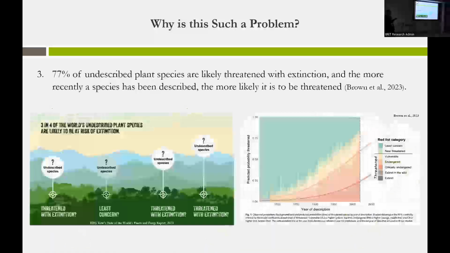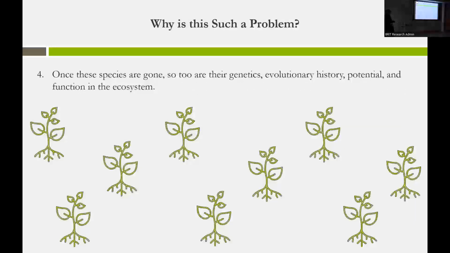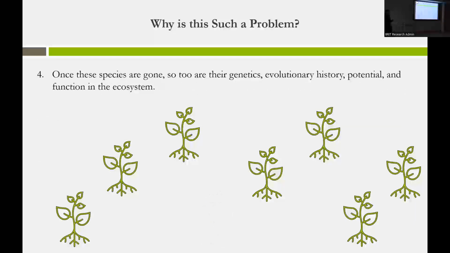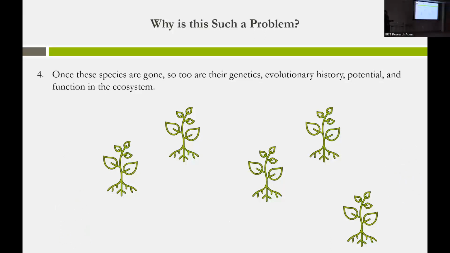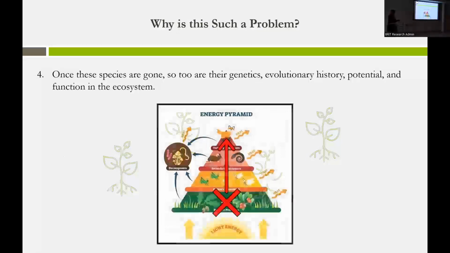77% of undescribed plant species are likely threatened with extinction. And the more recently a species has been described, the more likely it is to be threatened. And finally, once these species are gone, so too are their genetics, their evolutionary history, their potential, and their function in the ecosystem, which, as you can see and can imagine, can oftentimes have devastating, rippling effects throughout entire ecosystems.